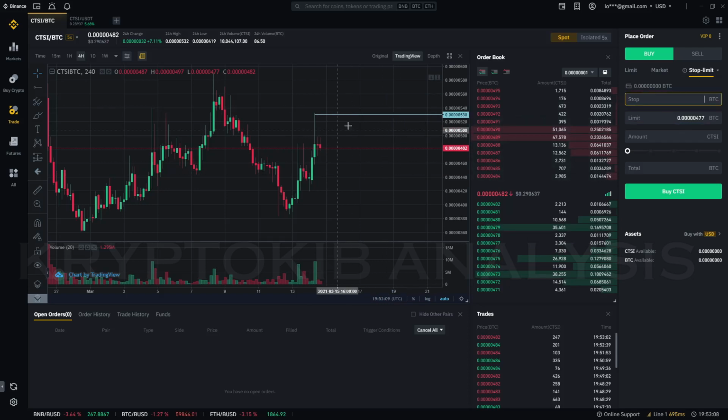What will I do? I will say the moment this price line breaks, so I want it to be above just a bit, so 536. Then my limit order should be say 548. Then the amount of CTSI that I want to buy, let me say I want to buy 12, and I place buy CTSI.